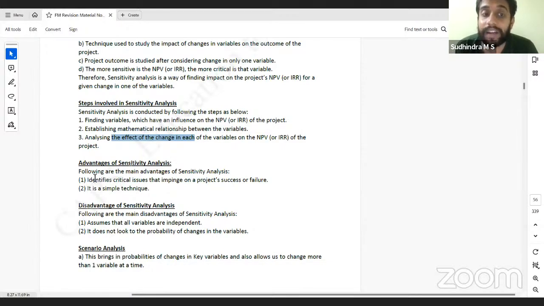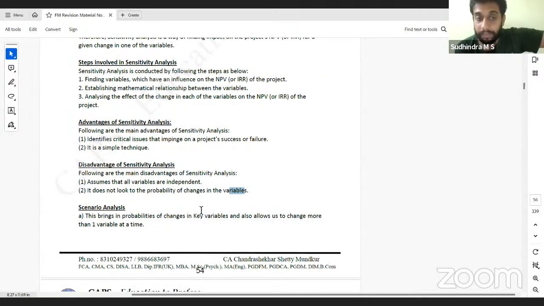What's the advantage? It helps us identify the issues which are critical for the project. The variable which is most critical, we can easily identify. It's also a simple technique. Whereas the disadvantage is that it assumes all variables are independent. Since we are going with one variable at a time, we are presuming other variables are not changing, but that need not be the case. When selling price increases or decreases, other things might also change. Demand might also change. But here they are treating all variables as independent. It does not look at the probability of change in the variables. Other variables are considered fixed.